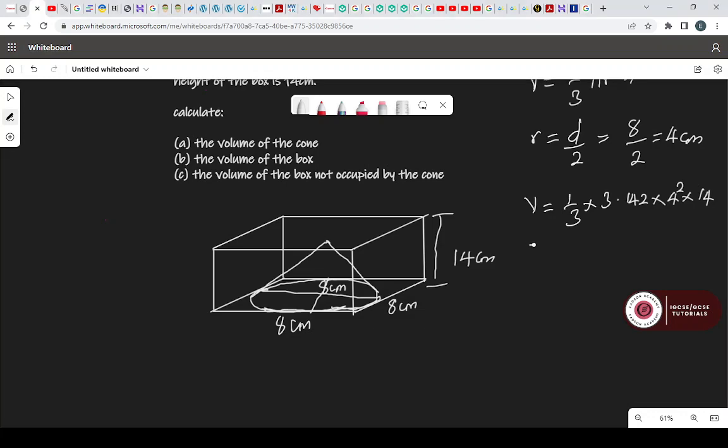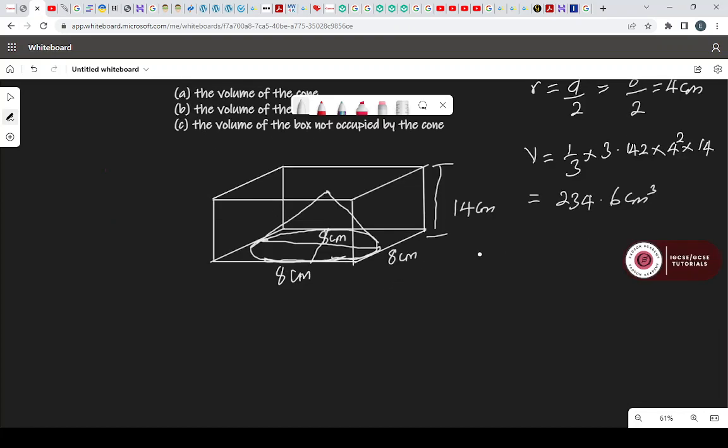So by the time I put all the values into the calculator, I have 234.6 centimeter cube as the volume of the cone. And the next question says the volume of the box.